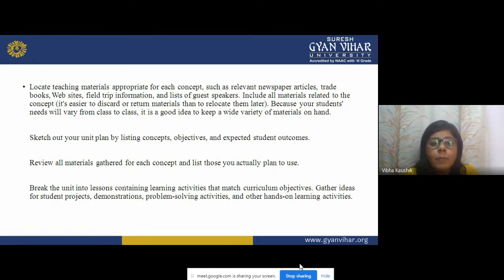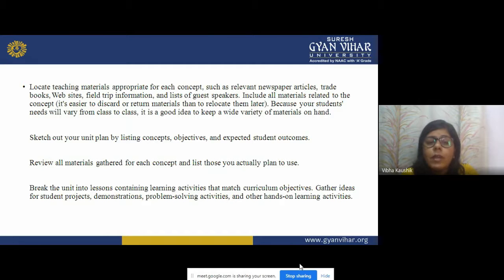Locate teaching materials appropriate for each concept. Now you have to locate the appropriate teaching materials that can be used by you for making your teaching-learning process effective, so that the achievement of the students is higher, such as relevant newspaper articles. You can consult relevant newspaper articles for teaching materials, trade books, websites. Field trip information means you can take your students on a field trip, and a list of guest speakers. Now, you can organize webinars or seminars, in which you can ask the guest speakers to come and deliver lectures.